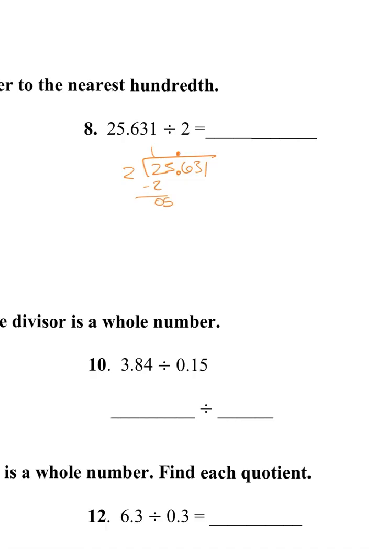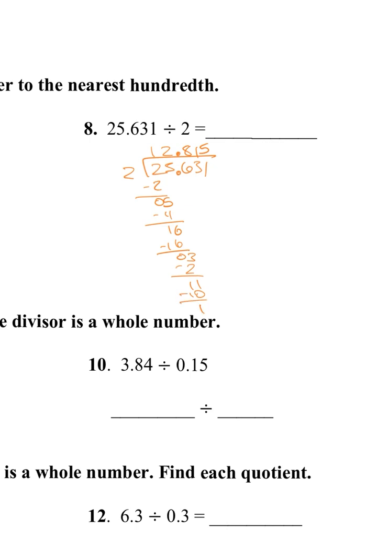Bring down the 5. 2 will go into 5 2 times. 2 times 2 is 4. Subtract those, I get 1. Bring down the 6. 2 goes into 16 8 times. 8 times 2 is 16. Subtract those, I get 0. Bring down the 3. 2 goes into 3 one time. 1 times 2 is 2. Subtract those, I get 1. Bring down the 1. 2 goes into 11 5 times. 5 times 2 is 10. Subtract those, I get 1.